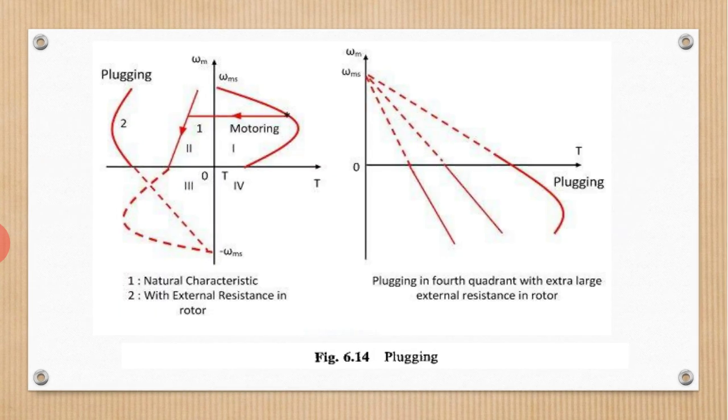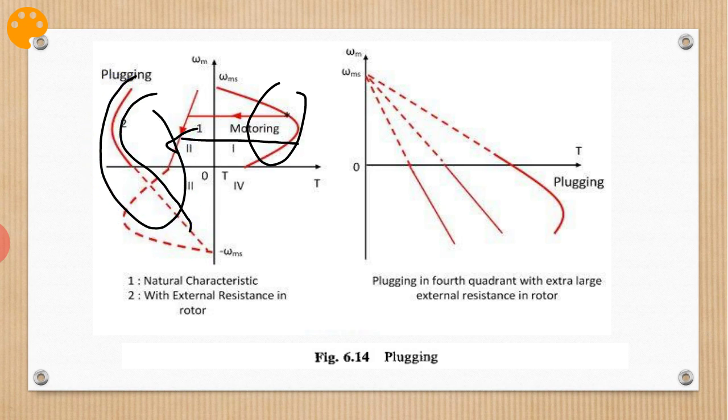So these are the natural characteristics, without external resistance. I will explain here. This is the motoring operation. The motoring operation will be shifted to plugging. If we add resistance in the rotor, we get this curve. Looking here, we get more torque in plugging.